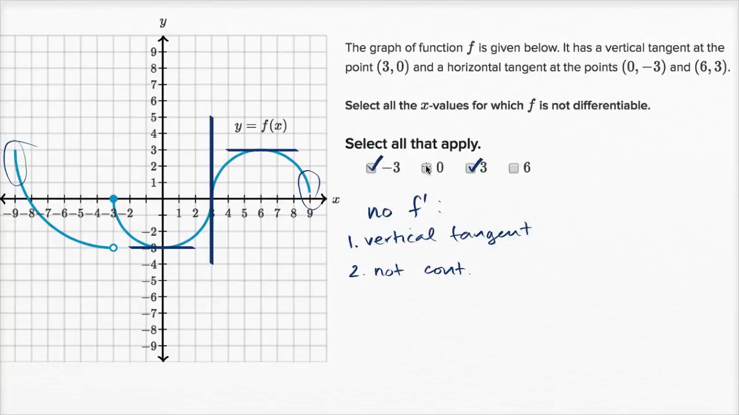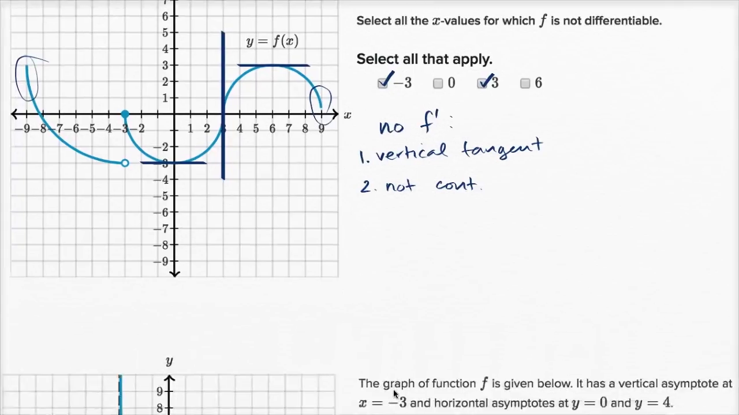And we already said at x equals 0, the derivative is 0. It's defined. It's differentiable there. And at x equals 6, the derivative is 0. We have a flat tangent. So once again, it's defined there as well. Let's do another one of these.